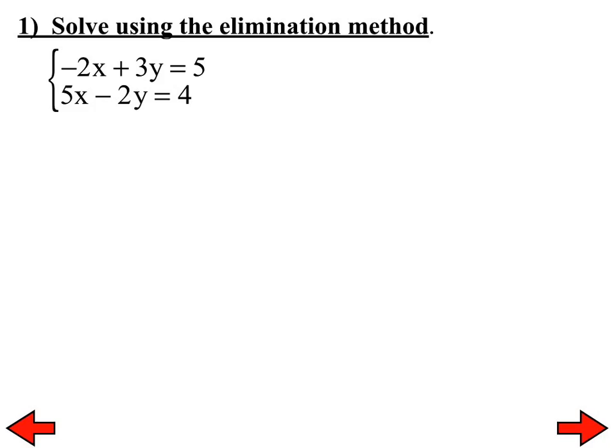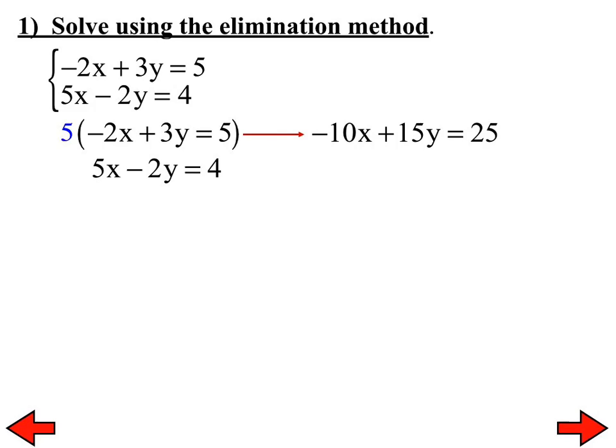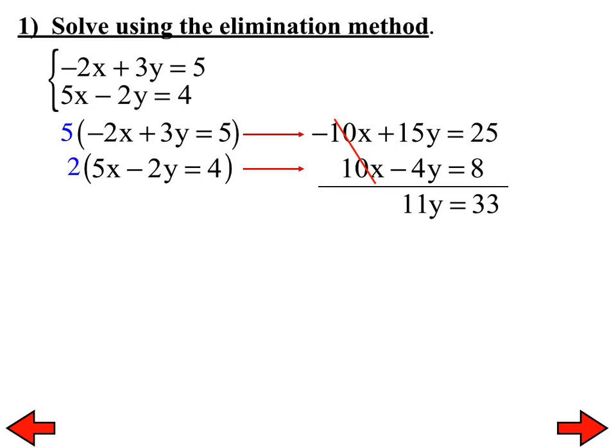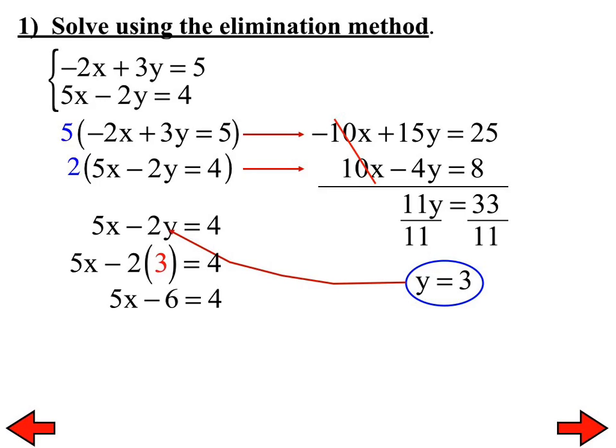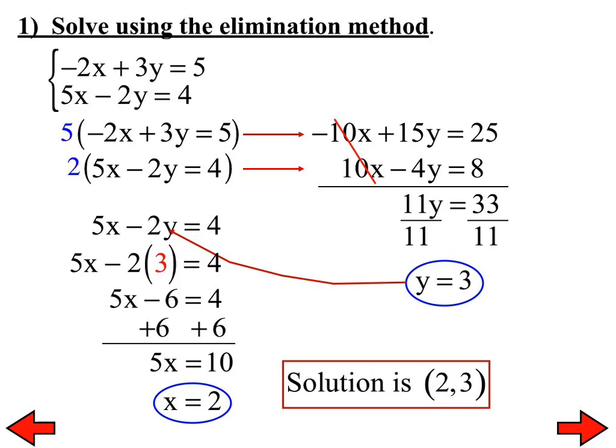All right, let's take a look at number one. I am going to multiply the top equation by 5, bottom by 2. And that way, my x's are eliminated by adding straight down. When I do that, I end up with 11y equals 33, and we can easily see that y is 3. From there, I need to substitute that back into either of the two original equations. It doesn't matter. I'm going to use the second one because I want to, and that would give me this. Simplify and solve, and I get x equals 2. So the solution is (2, 3).